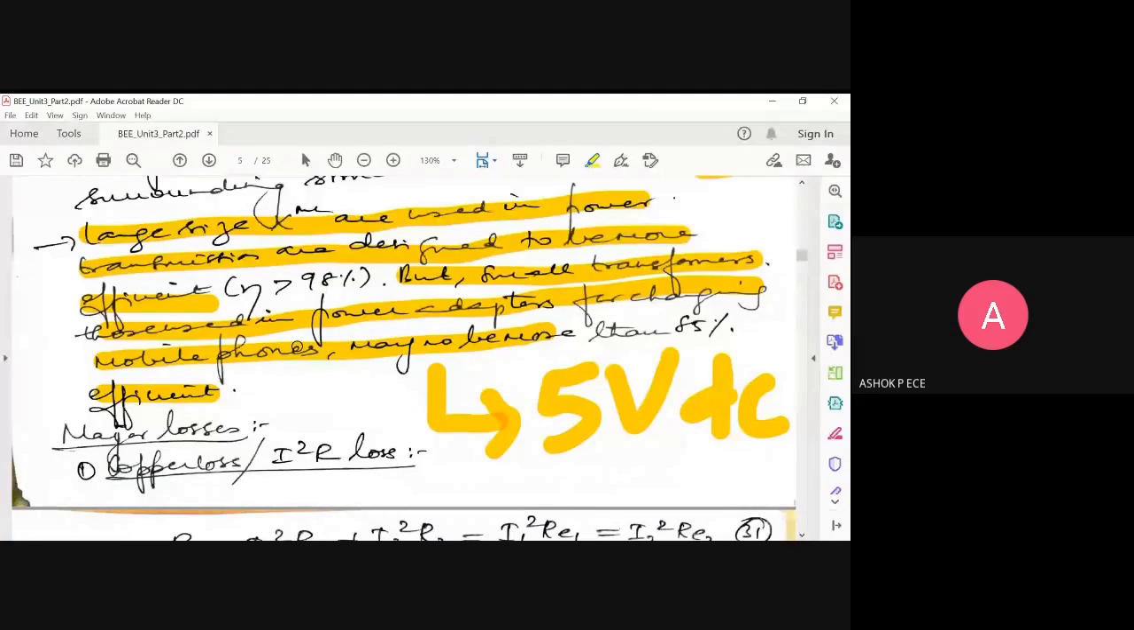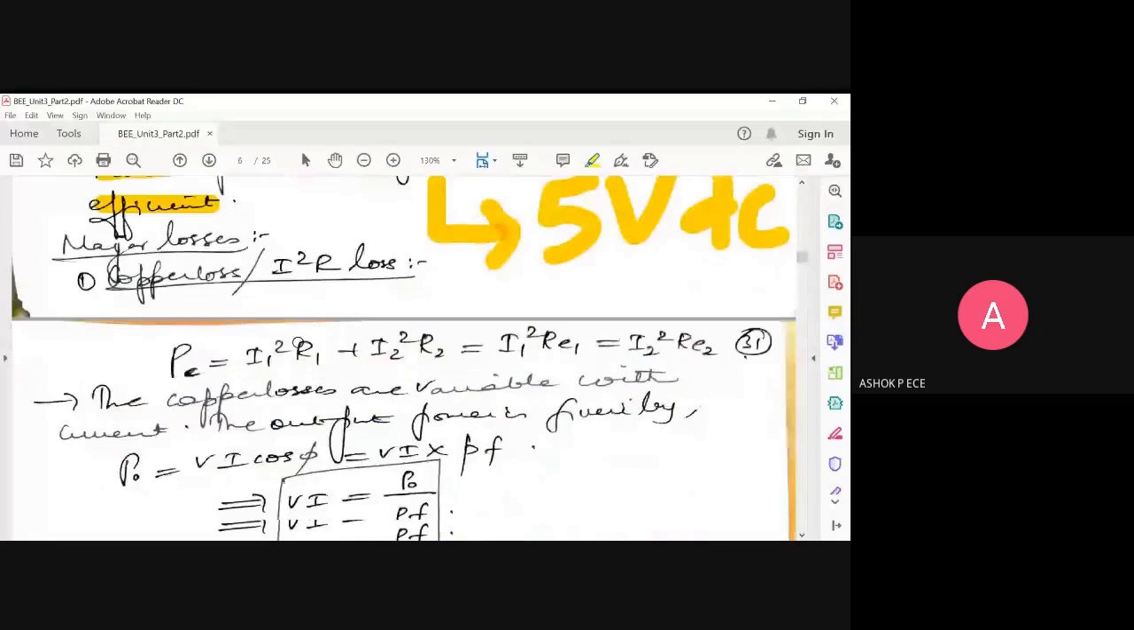Efficiency. Now we are going to see what all the losses we have to consider when you are going to find the efficiency of transformer. So first one, major one is copper loss. Copper loss, or it is called as I square R loss, and PC is equal to I1 square R1 plus I2 square R2. It is because of winding in the primary and winding in the secondary.